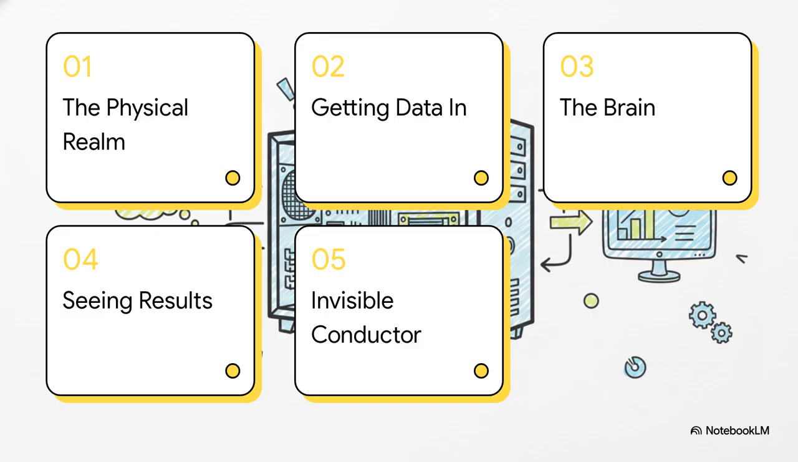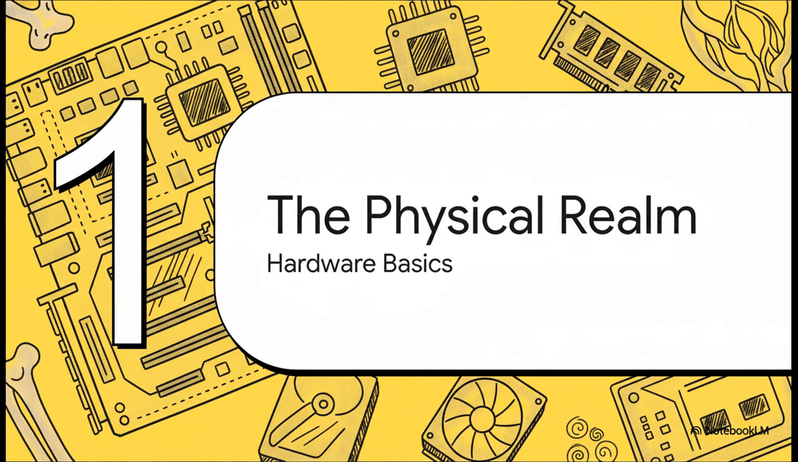So, here is the blueprint for our journey today. First, the physical realm. Second, getting data in. Third, the brain. Fourth, seeing results. And finally, number 5, the invisible conductor. Let's kick things off with Section 1, the physical realm.